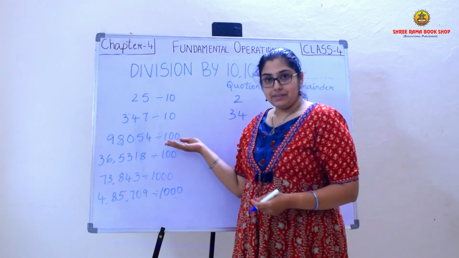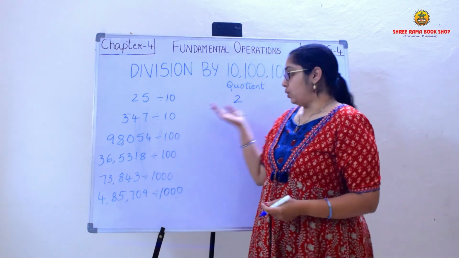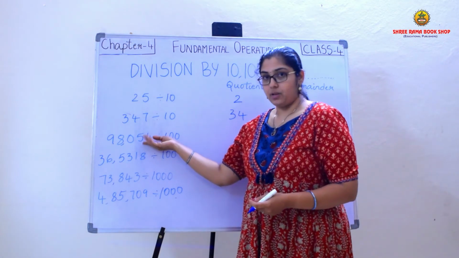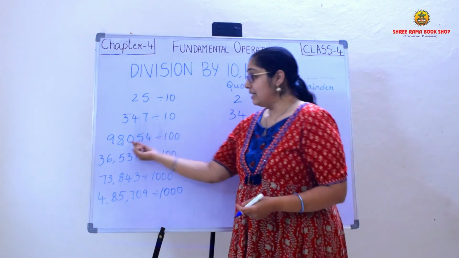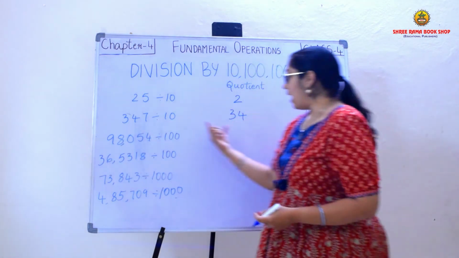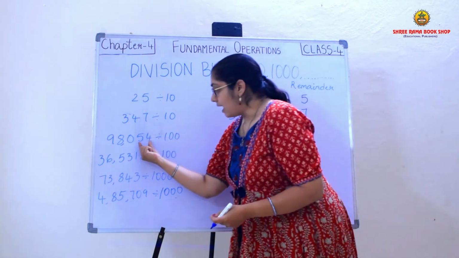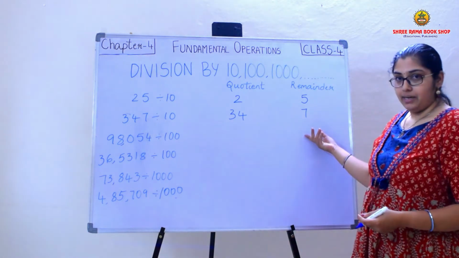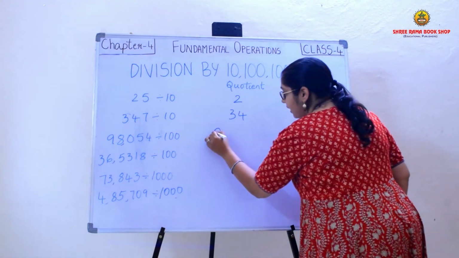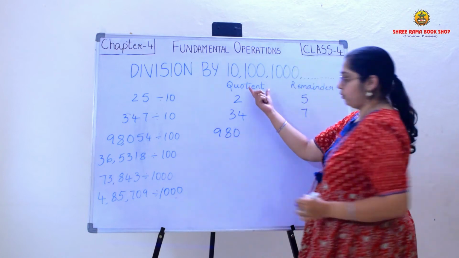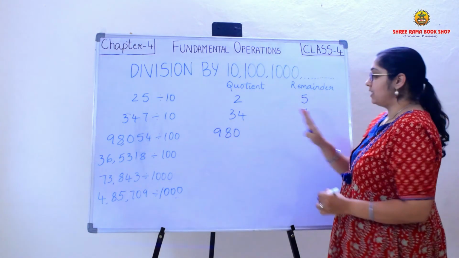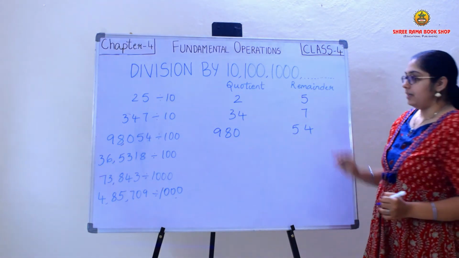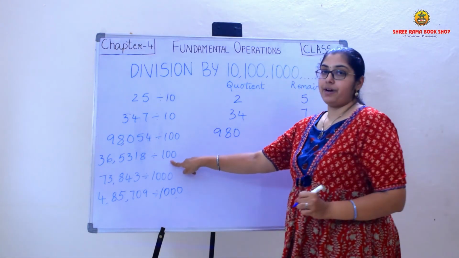If a number is divided by 100, what will happen? Leaving the last two places, that is tens and ones, the remaining digits are the quotient, and the last two digits, that is the digits in the ones and tens place, will be the remainder. So here 980 will be the quotient and 54, which are the last two digits of the number, will be the remainder. It is the same whenever a number is divided by 100.